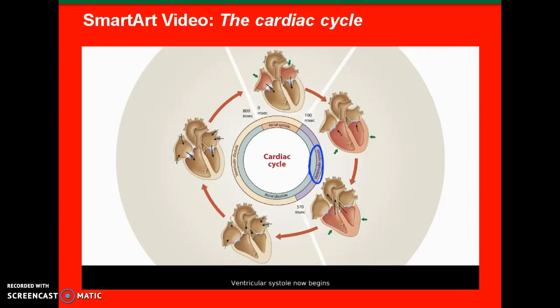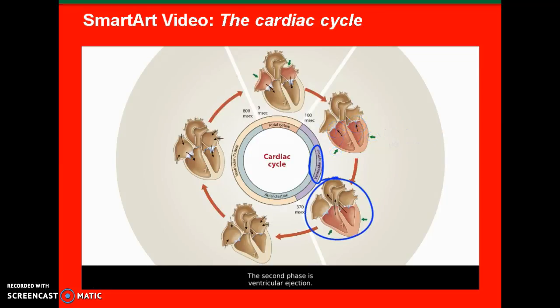Ventricular systole now begins, and is a process divided into two phases. The first phase, shown in this figure, is isovolumetric contraction. It is called isovolumetric because the volume of blood within the ventricles does not change. During this initial phase, ventricular contraction closes the atrioventricular or AV valves.